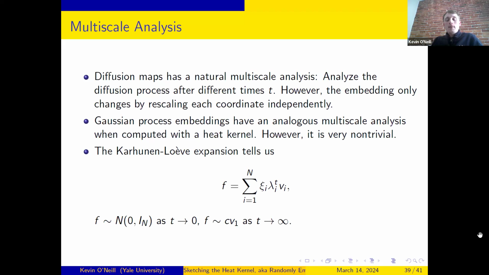For the Gaussian process embeddings, you have this multi-scale analysis too. You have different scales, different powers of the heat kernel, but it's very non-trivial because all the eigenvalues and eigenvectors get jumbled together. If you take very, very small times, all these eigenvalues go to 1, so you just have a totally random vector, and you get nonsense. If t goes to infinity, you're basically going to have something that behaves like the top eigenvector, and so you're also going to have nonsense, but in a very different way.